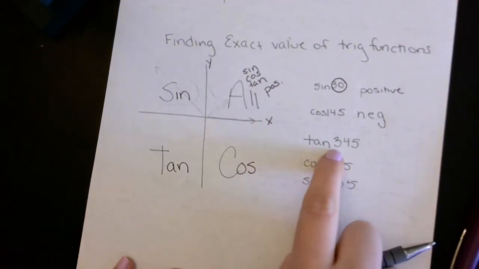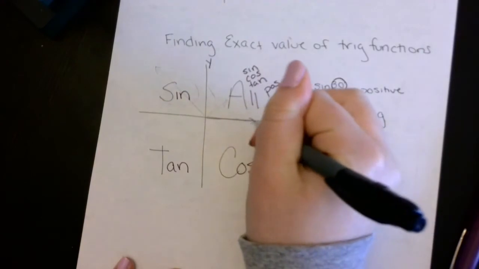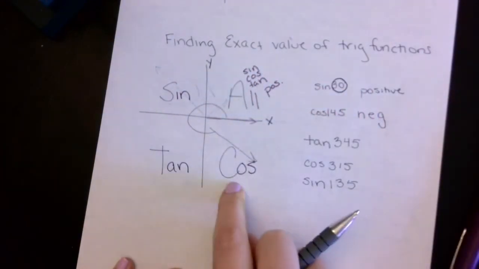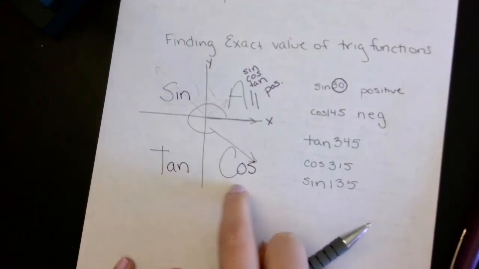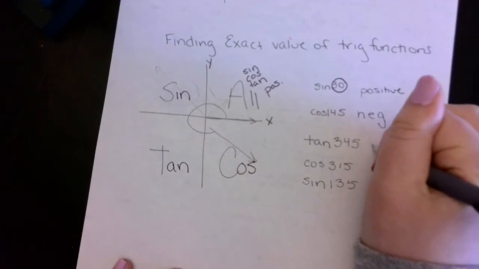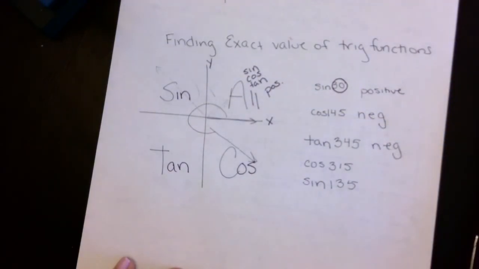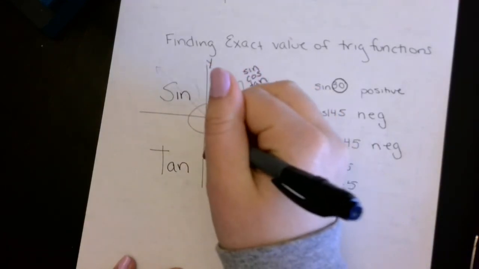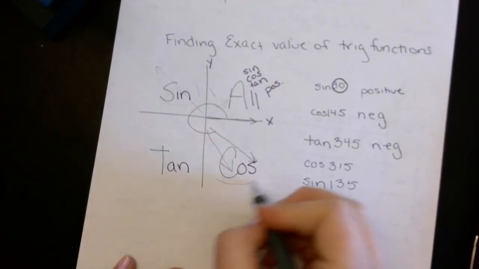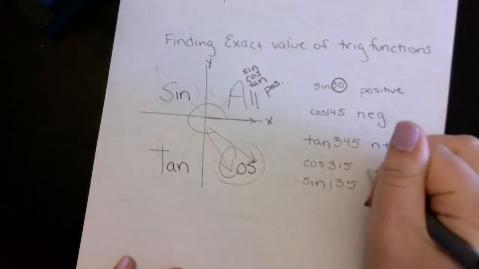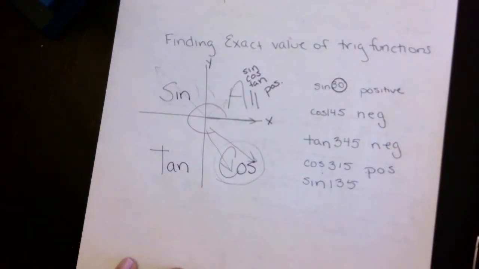Tan of 345, terminal side right here, that angle ends up over here somewhere. Cosine is the only trig value positive down here, so whatever the tan value of 345 is, it will be negative. Now same thing for cosine of 315. That falls somewhere down here too, a little closer over here. Cosine is positive down here, so whatever the value of cosine of 315 is, we know it's going to be positive.